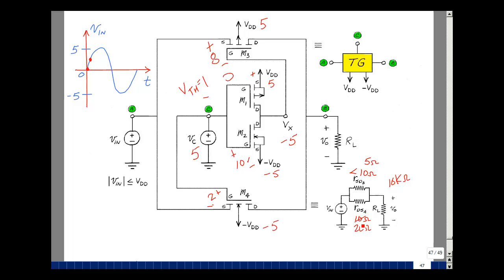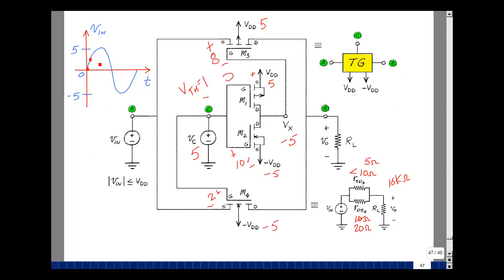But now I've got 5 in parallel with 20, and it's going to be a little bit smaller than 5. Even though things have changed, my voltage divider stays the same. I basically pass the signal because these resistors, although they're changing, are smaller than the resistance here. But note that one's going down and one's going up, and of course the parallel combination is the smaller of the two.